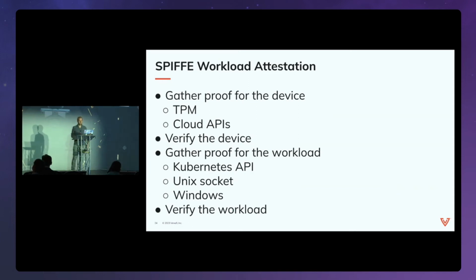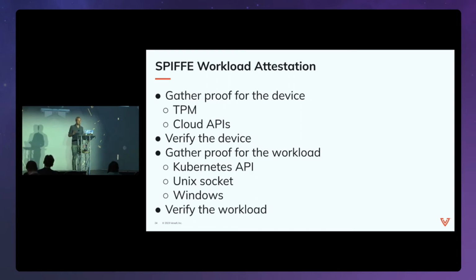For nodes in cloud environments, this can be done by querying the instance metadata, for example the AWS metadata API, and retrieving the facts about it. In on-premise systems, this can be done through the TPM that can be found on them, or for example the VMware API or other environmental verifiable data. Once the node is verified, the workloads running on it can also be verified. This is again done by verifying the environment, and proof can be gathered from, for example, Unix sockets, or when running in Kubernetes by gathering proof from the Kubernetes API.